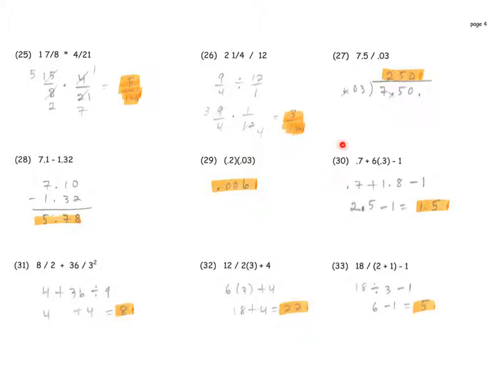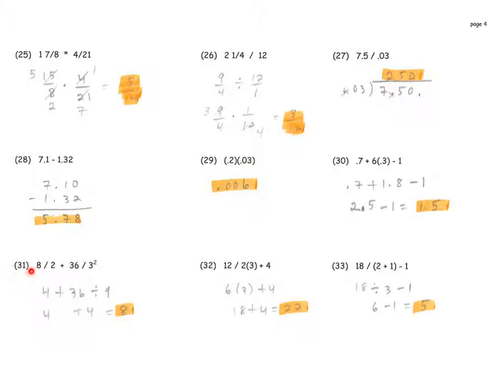Number 30 starts order of operations. In order of operations, the first thing I did was the multiplication. 6 times 0.3 was 1.8. Then I had to go back to the beginning of the problem and add. So 0.7 and 1.8 gave me 2.5. Take away 1 was 1.5.